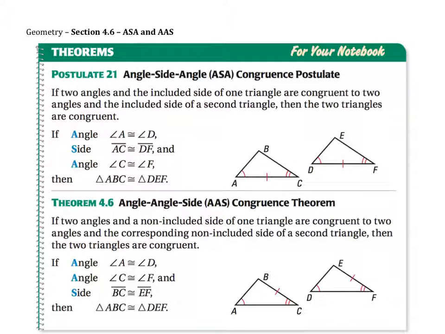So when you write this in your notes, make sure that you emphasize that it has to be the corresponding non-included side. So again, it would have to be angle-angle-side. And if you have that situation, then you would have two congruent triangles. For the rest of this section, you'll see a couple proofs where we're going to prove that two triangles are congruent using either angle-side-angle or angle-angle-side.